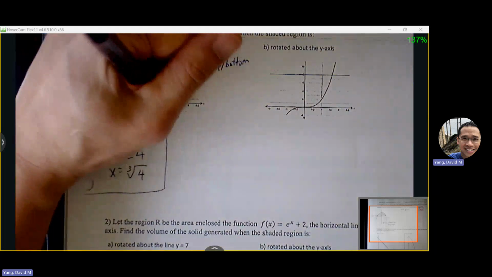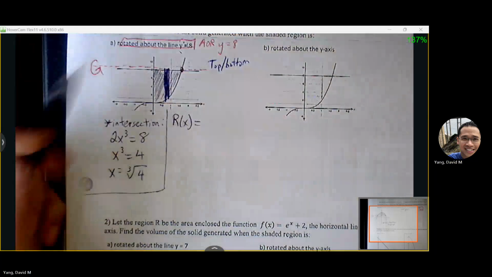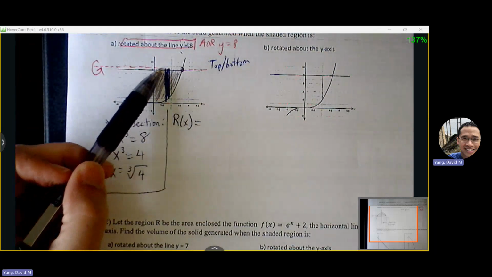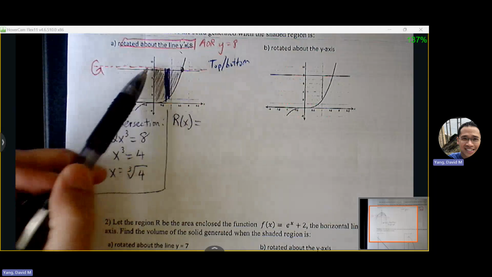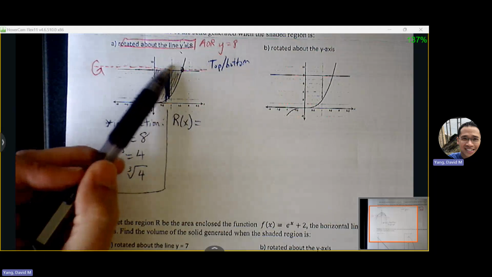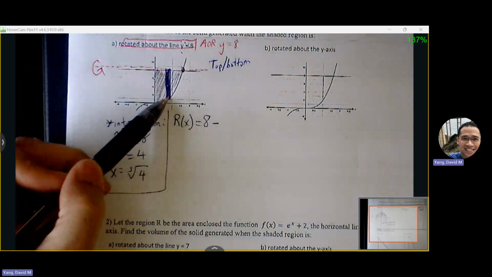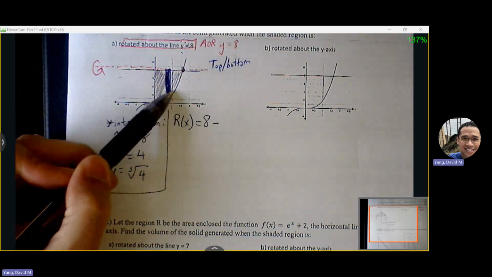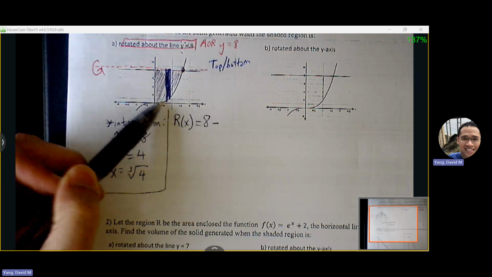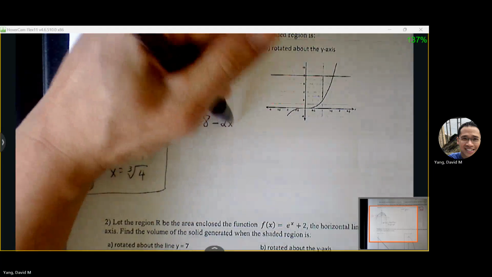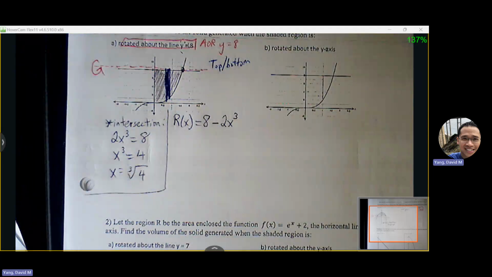All right, let's build our radius, top minus bottom. The top boundary of the shaded region is y equals 8. The bottom of the shaded region is the 2x cubed. So that 8 minus 2x cubed will keep adjusting to all the different lengths of the radius from one end to the other.